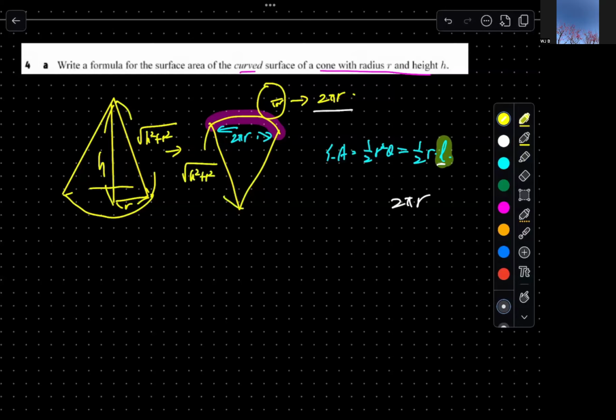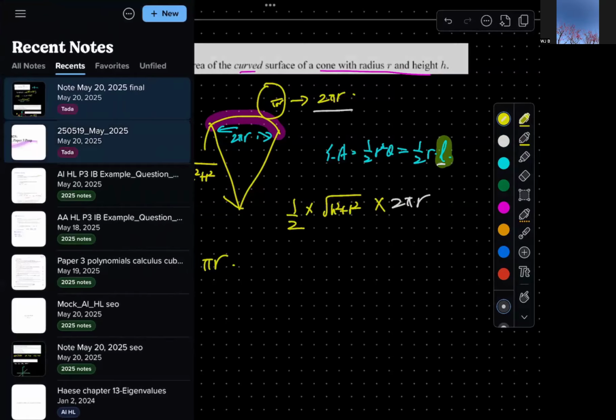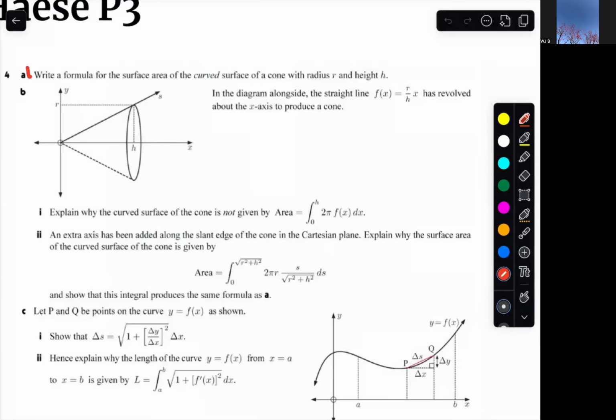Okay. So that I will multiply onto the radius of the sector. So I've got the square root of h squared plus r squared, and then I've got to multiply by half. Then boom, I have the square root of r squared plus h squared times pi r. So that's 4a. That is great. Okay, now let's try to go for part B.